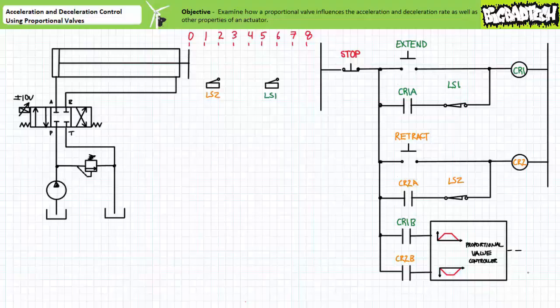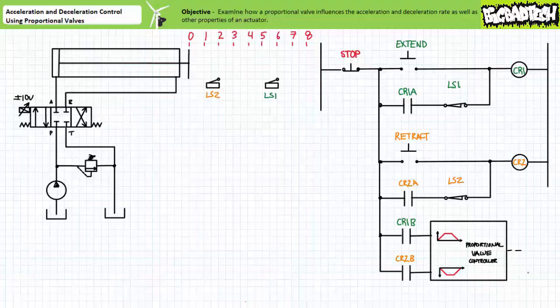Later lectures in power electronics and industrial controls will discuss these entities in greater detail. First, note the primary hydraulic circuit incorporates two limit switches, LS1 and LS2. These are sensory devices with the intention of initiating the transition from full speed to deceleration mode during extension and retraction.